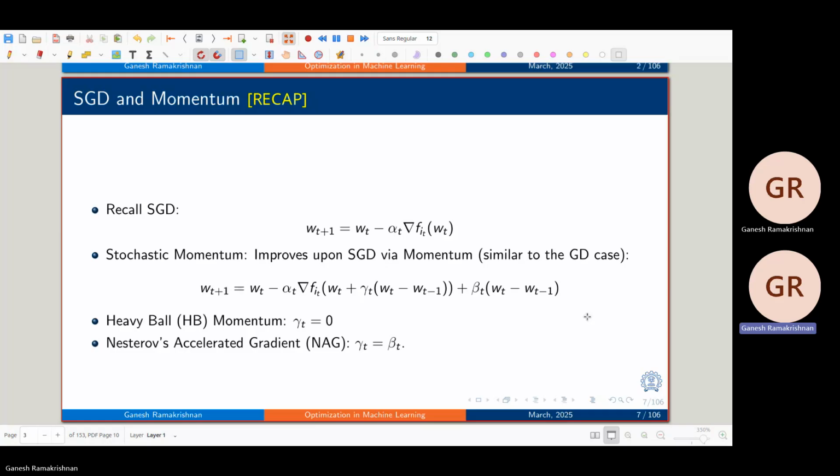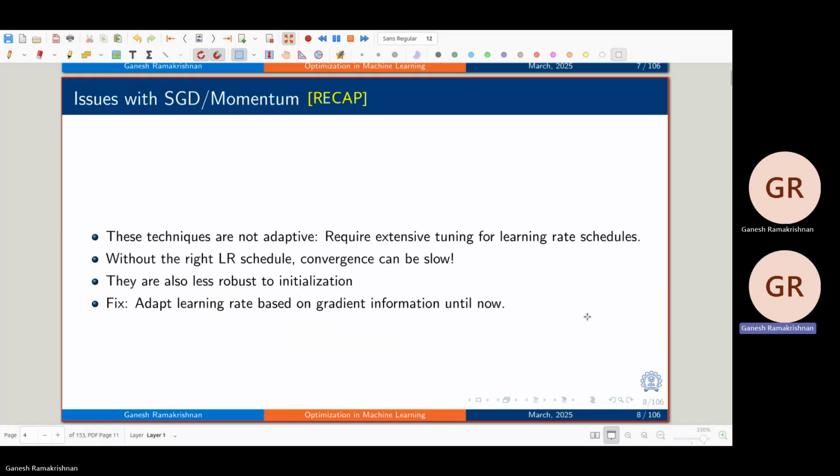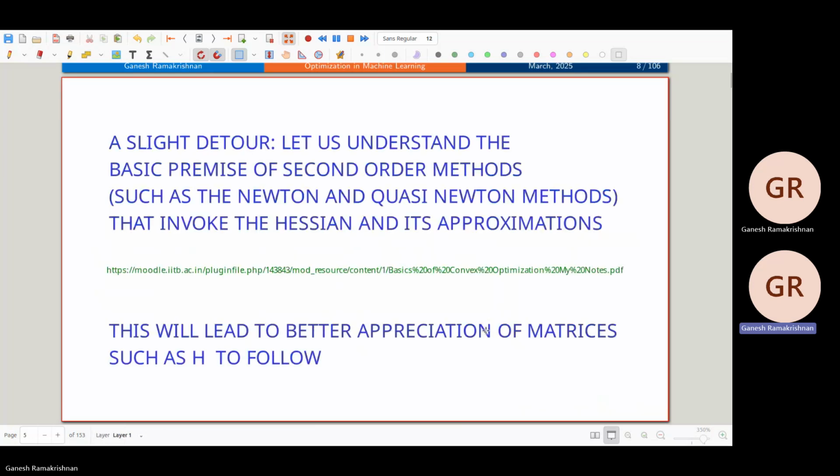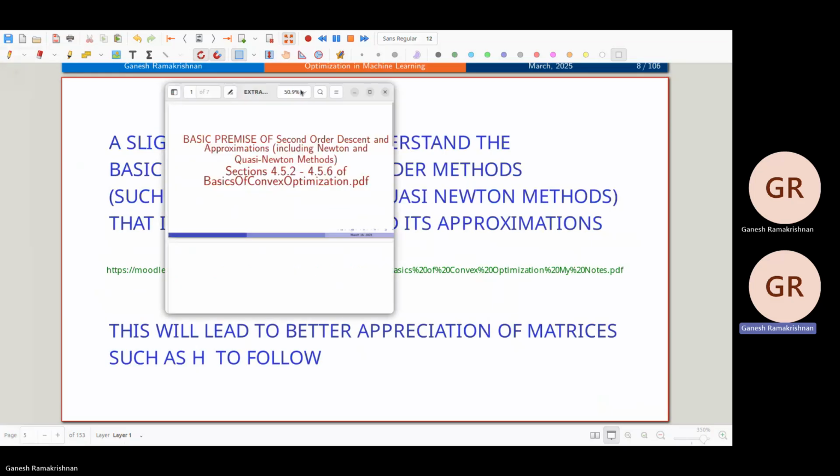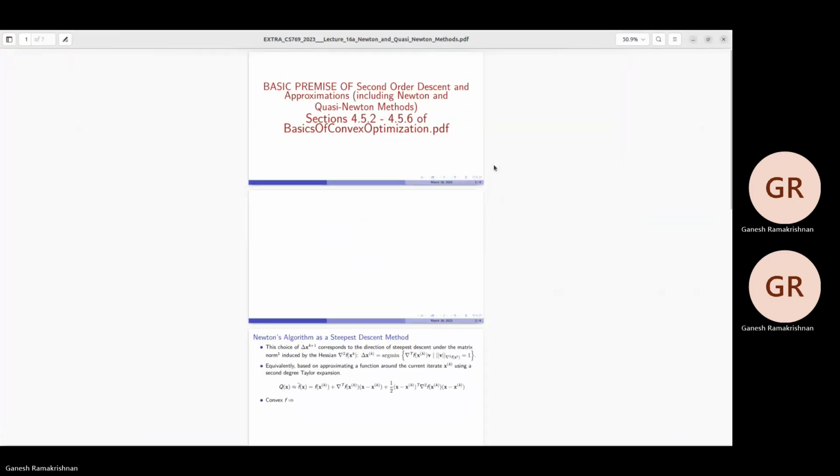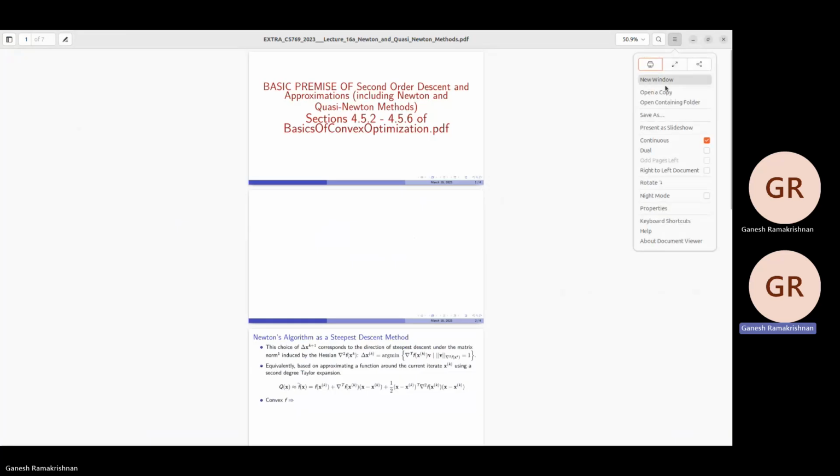That's what took us to this. Basically, can we adapt the learning rate based on gradient information until now? Without the right learning rate schedule, convergence can be slow and can also be very sensitive to the initialization. So that's when we took a slight detour and talked about the second order methods. The most basic of all that we discussed was the Newton update rule.